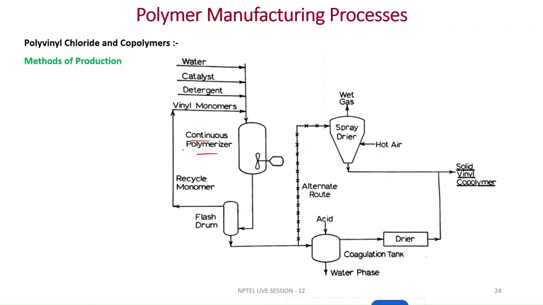Okay, let us describe more specifically. 100 parts of water, 100 parts of vinyl monomers, and the catalyst, and 1.5 parts of detergents. It is fed to the pressurized reactor at 50 degrees Celsius, and for 72 hours it is fed. So this is a kind of emulsion and suspension polymerization method.